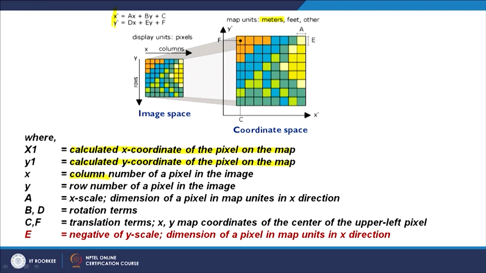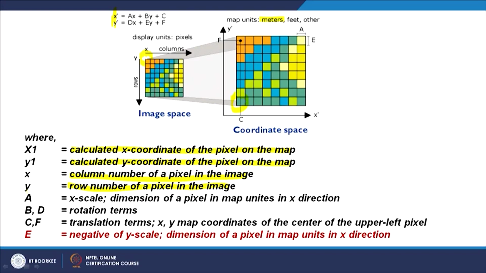x is the column number of the input image and y is the row number of the input image, because, as I have said, remember that image coordinates start from the top left corner, whereas in our geographic coordinate system the coordinates start from the bottom left. So, that is why this is very important.